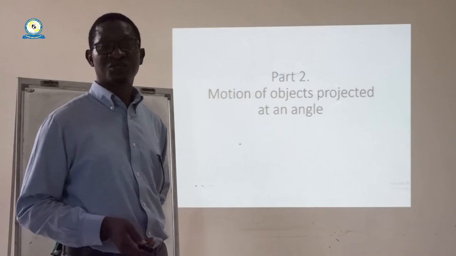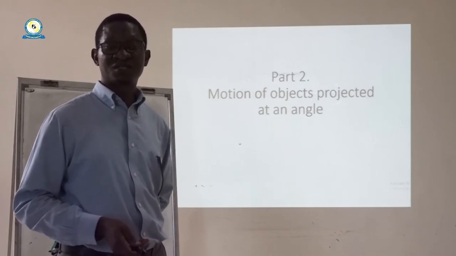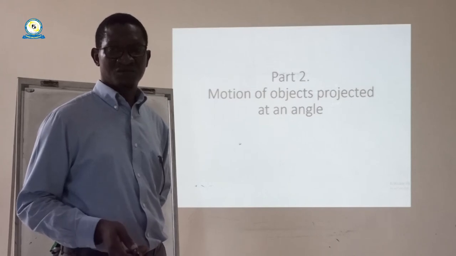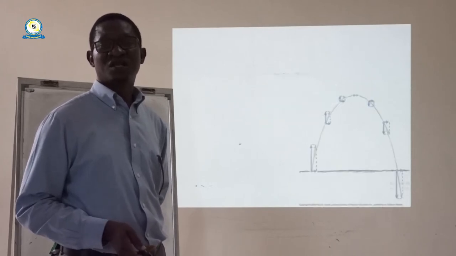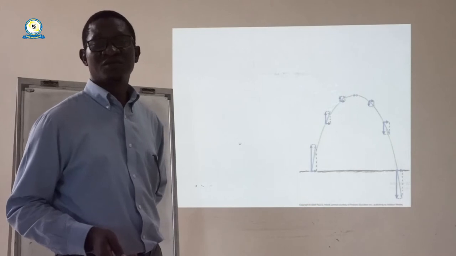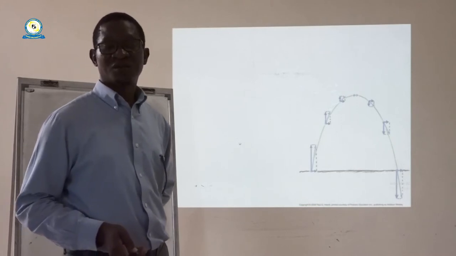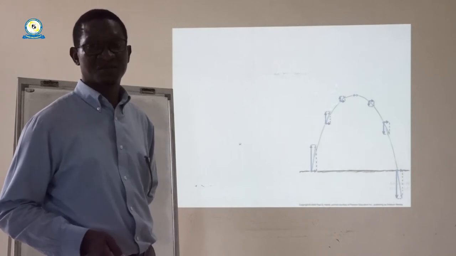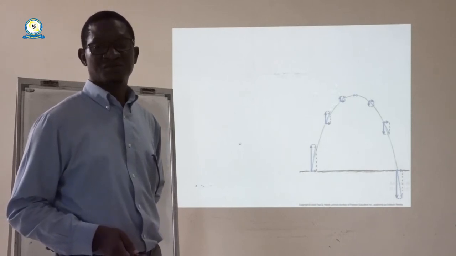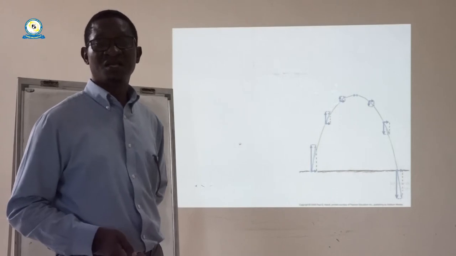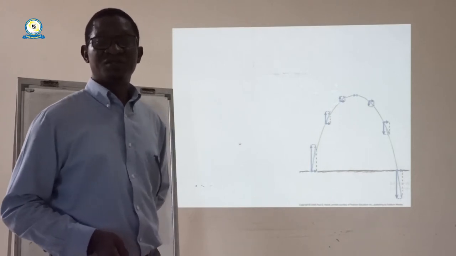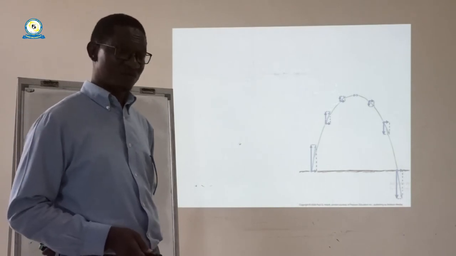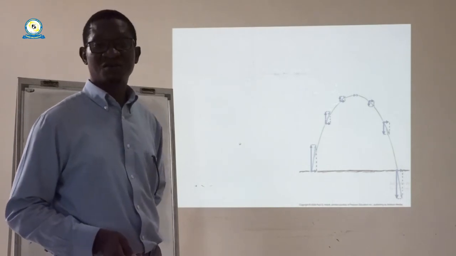Part two, motion of objects projected at an angle, like this one in the picture, like a missile. There we can see that at any point you can calculate the velocity of that point.